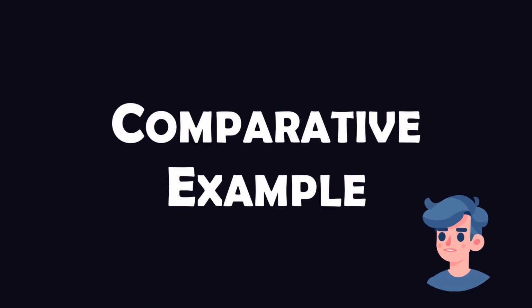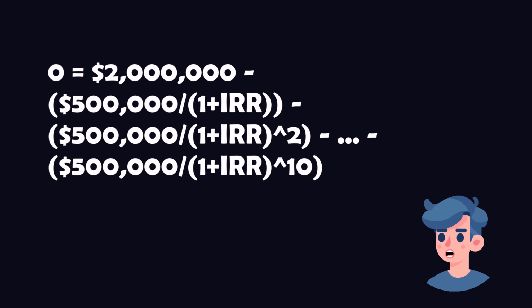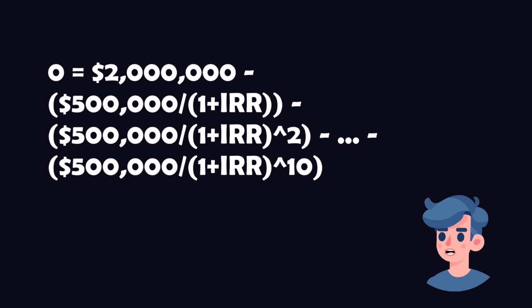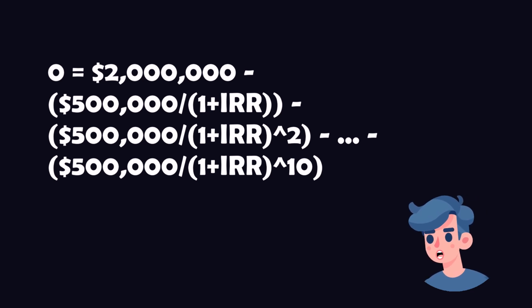Here's another example. Suppose your company is considering two projects. Project A requires an initial investment of $2 million and is expected to generate $500,000 annually for the next 10 years. Project B requires an investment of $2,500,000 and is expected to generate $600,000 annually for the next 10 years. Which project should you choose?